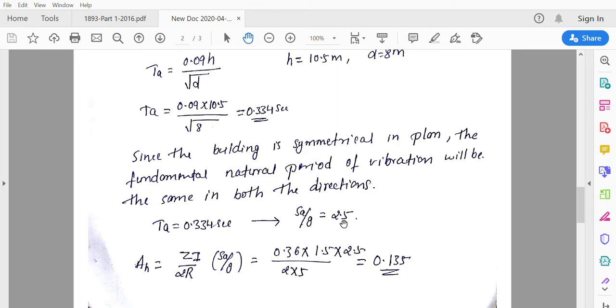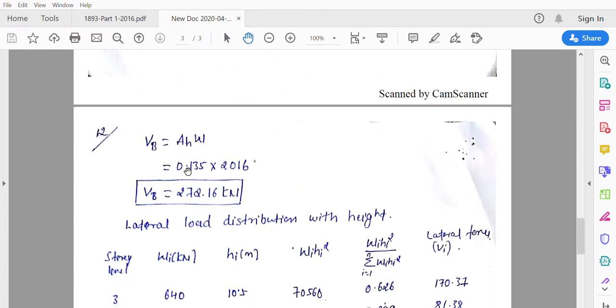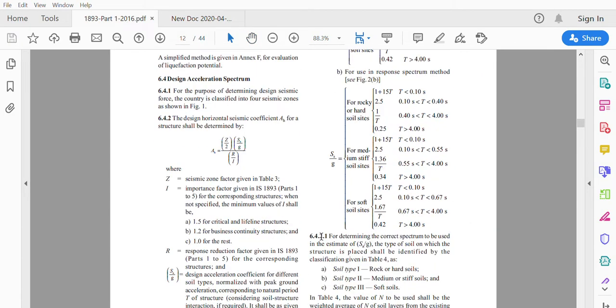Now substituting all the design parameters, the formula Ah is equal to ZI by 2R into Sa by g: 0.36 into 1.5 into 2.5 divided by 2 into 5. So Ah value is 0.135. Then design base shear Vb is equal to Ah into W, 0.135 into 2016, so Vb is equal to 272.16 kN. Now for the lateral load distribution with the height, you can refer page numbers 21 and 23.